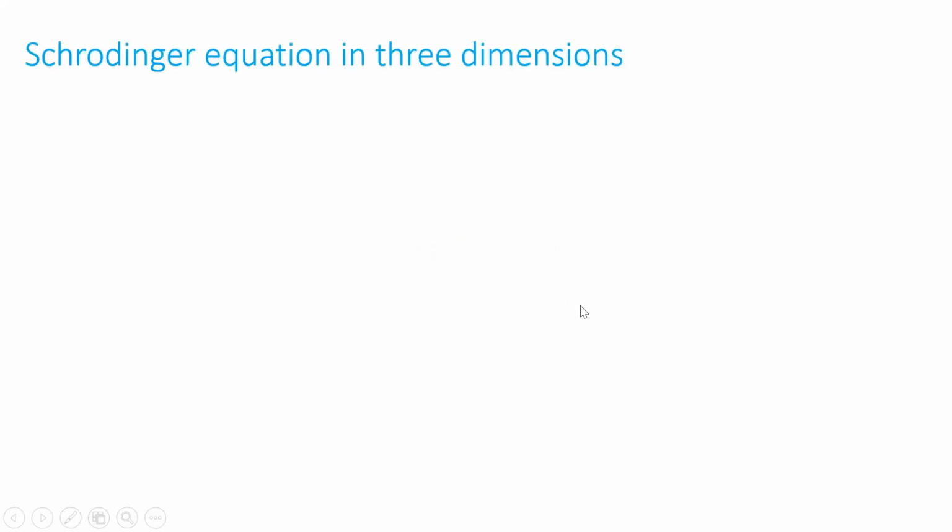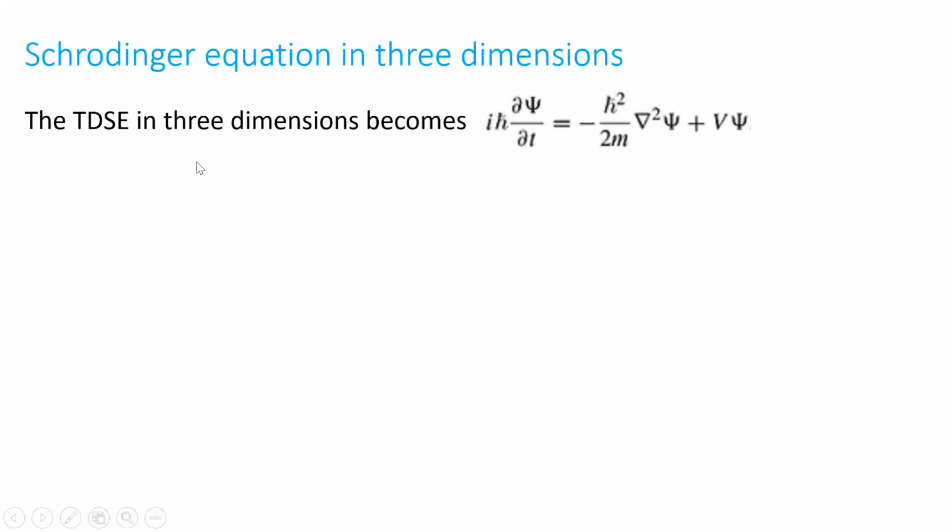So this is the first part of our solution to the hydrogen atom. Okay, so the Schrodinger equation in three dimensions. Well, the time-dependent Schrodinger equation in three dimensions looks a lot like the one in one dimension, except that instead of the partial with respect to x squared, we have this del squared here, which is called the Laplacian. And that's a sort of three-dimensional version of the second derivative with respect to x.